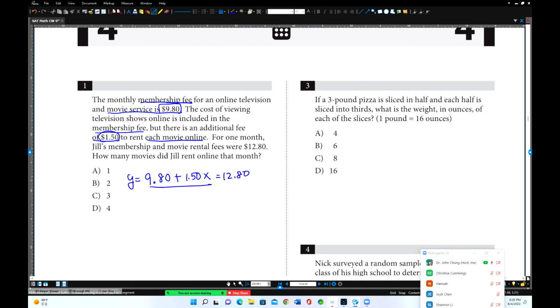Okay, the cost will be this one, but when y equals 12.80, what is the value of x? How many movies? We have to set up the equation. Take away 9.80 there. So 1.5x equals 3. That's right. When you divide by 1.5 on both sides, the value of x equals 2, right? When they rent 2 movies, it's gonna be $12.80. Okay.